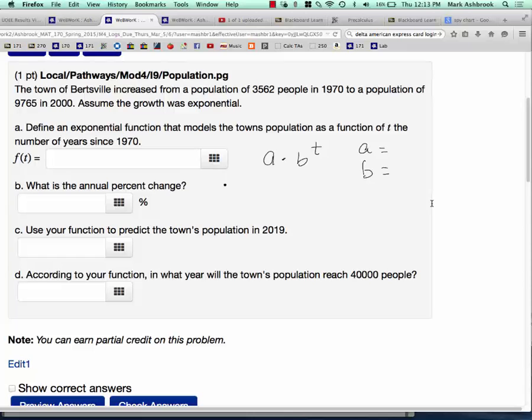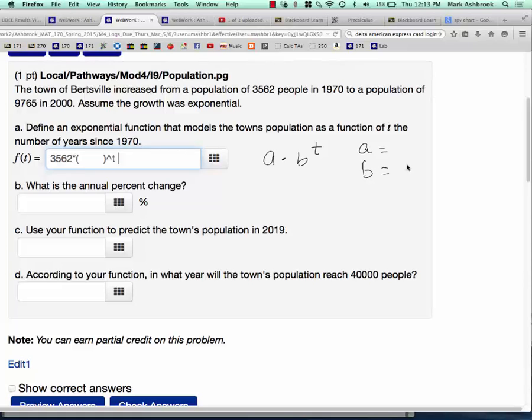A will be, that's easy, the population in 1970. So now the question is, what is the growth factor that we need? How am I going to get it? I've got 3562 in 1970 as my initial, and then 30 years later, 9765, and I need the 1 year growth factor.